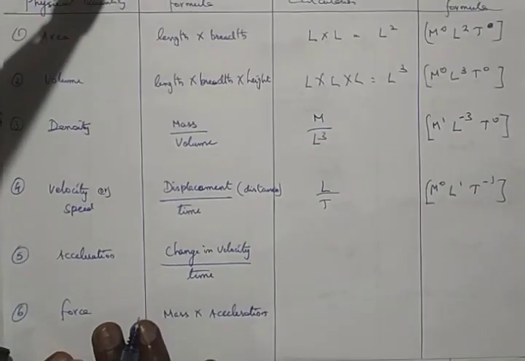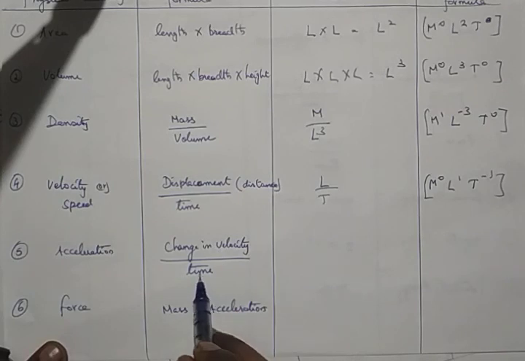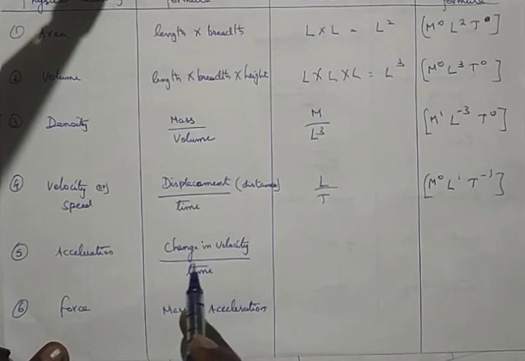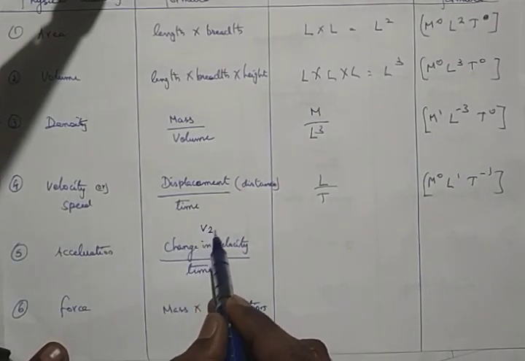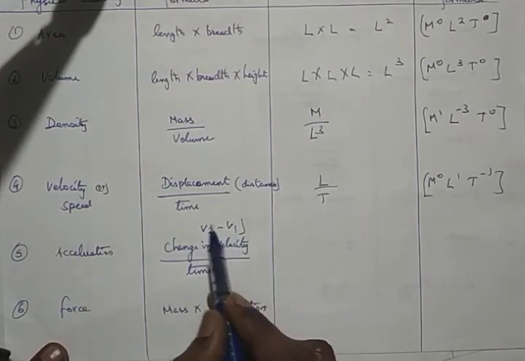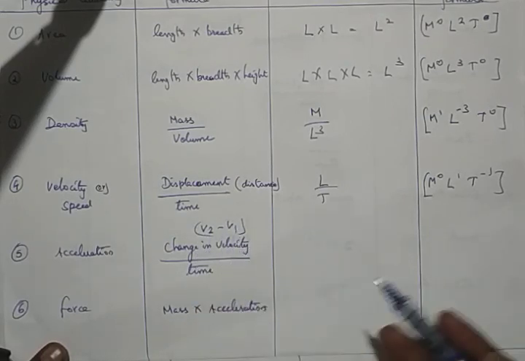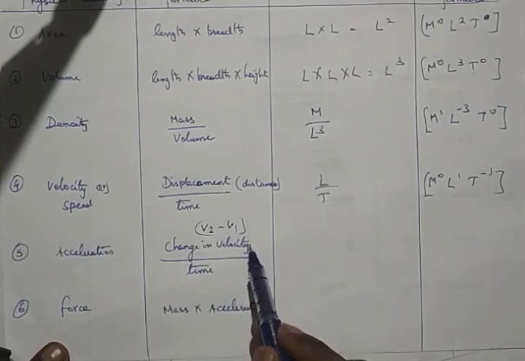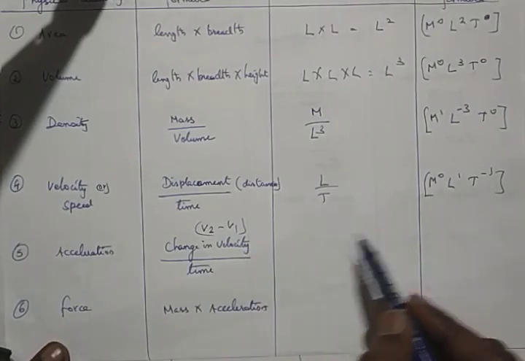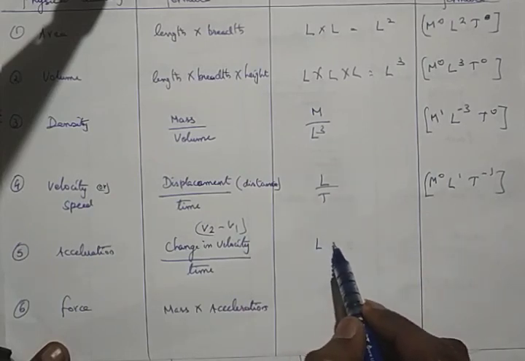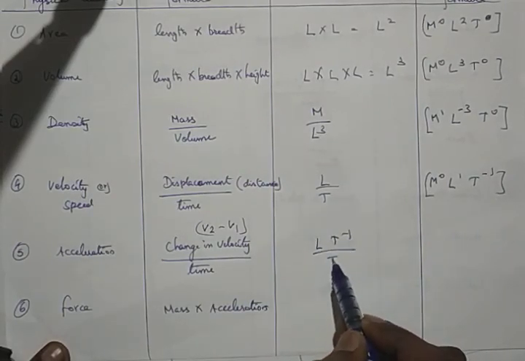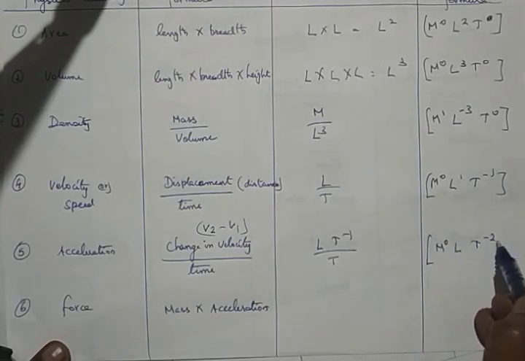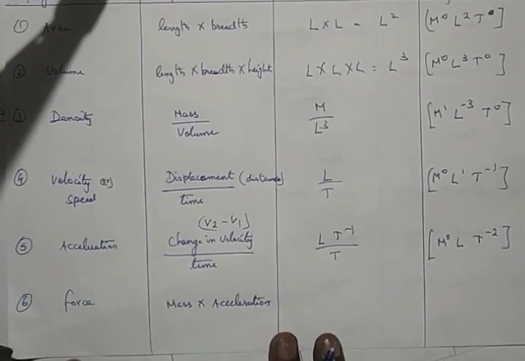The next one is acceleration, change in velocity upon time, V2 minus V1 upon time. When we subtract two velocities, V2, the final velocity, minus initial velocity, both the velocities finally will give you a final answer as a velocity itself. So we can write the numerator as velocity itself. So what is the velocity dimension? We already have here length T minus 1 upon time. So you can write this one as M0 L T minus 2. That is the dimensional formula for acceleration.